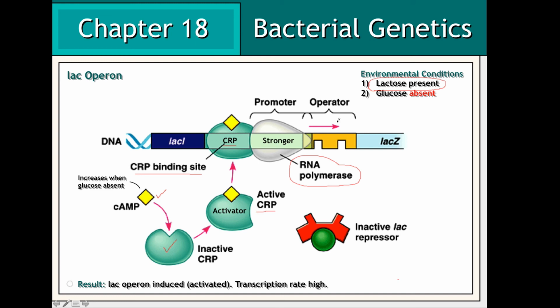It will now be apparent that the Lac operon is an example of an inducible system in which the operon in this case is always regarded as being off unless lactose is present and glucose is absent.